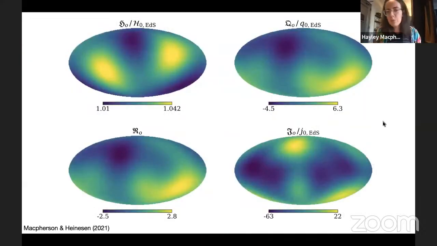Here is an example for one observer in the simulation. On the top left, we're showing the effective Hubble parameter relative to the EDS Hubble parameter, and similarly for the deceleration, the curvature, and the jerk. The main point of this slide is that these anisotropic contributions are there. We can see them quite easily in these maps. Further, we can start to distinguish the dominant contributions to each of these parameters.